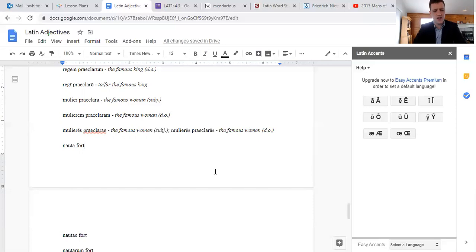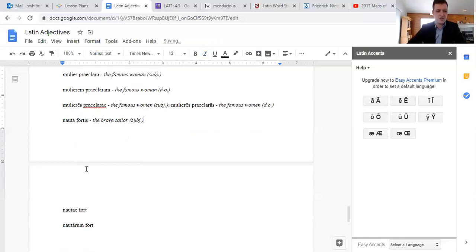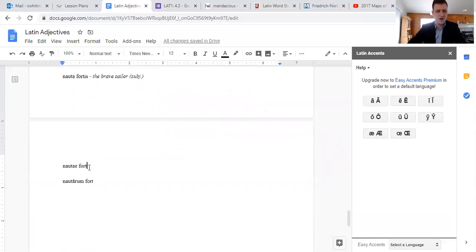Okay, so nauta, if we ID'd that noun, we'd say nominative, singular, masculine. Now, in the third declension, with these third declension adjectives, fortis, that's the nominative singular form we need. So we'd say the brave sailor as the subject, because he's nominative. Okay, nauta fortis.